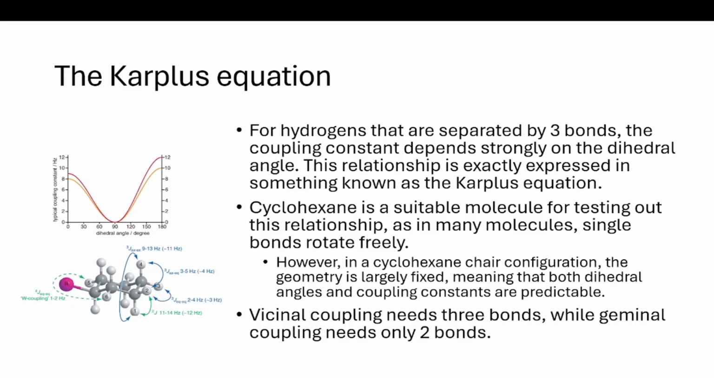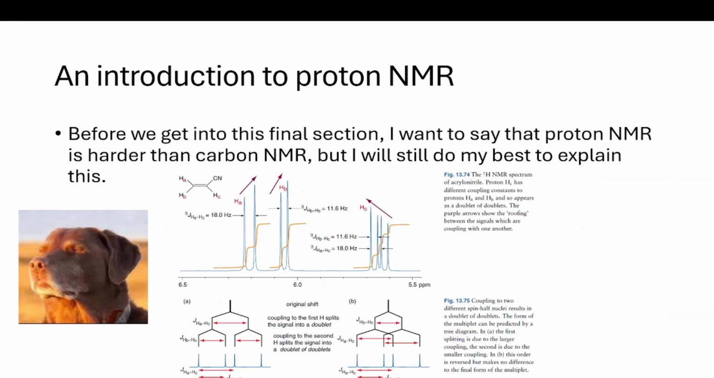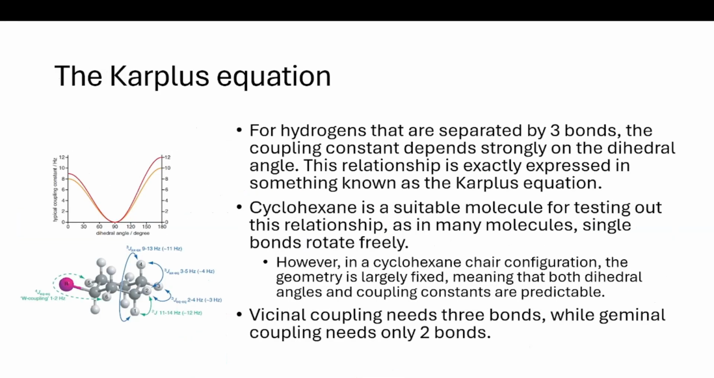I also wanted to talk about something known as vicinal coupling. So vicinal coupling is what you saw with these hydrogens coupling in acrylonitrile, where we need 3 bonds, but geminal coupling only needs 2 bonds. So that is something that's going to be pretty useful if we're asked on it, like for an exam.